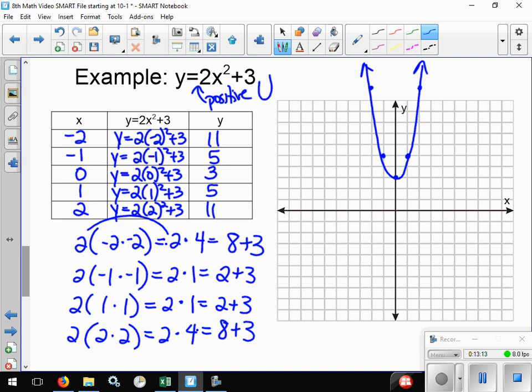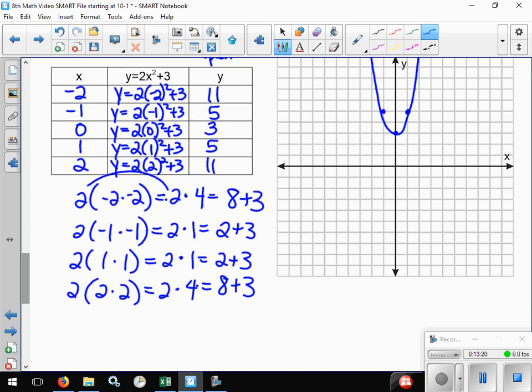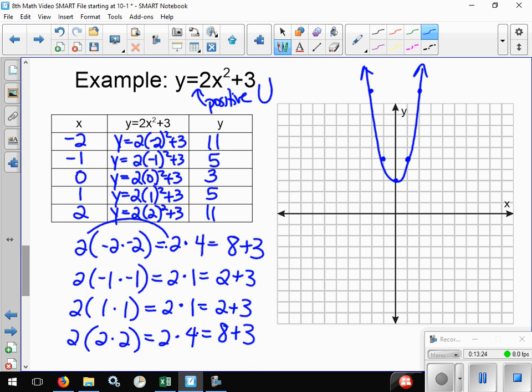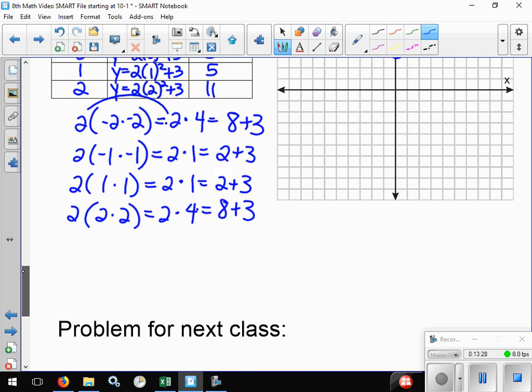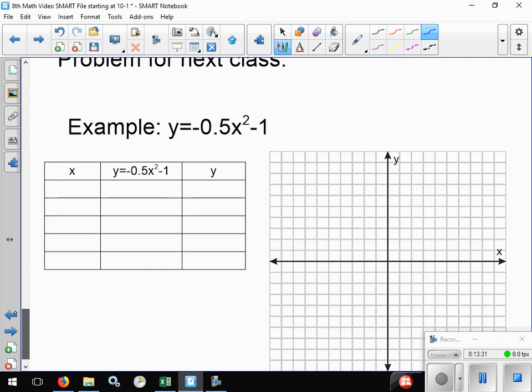Okay, here we go. Okay, so we have a positive U. All right, yes, take good notes, take good notes. Print screen, make your life easier, or get graph paper from me. That makes sense, right? You could be getting graph paper each time. Your problem for next class.